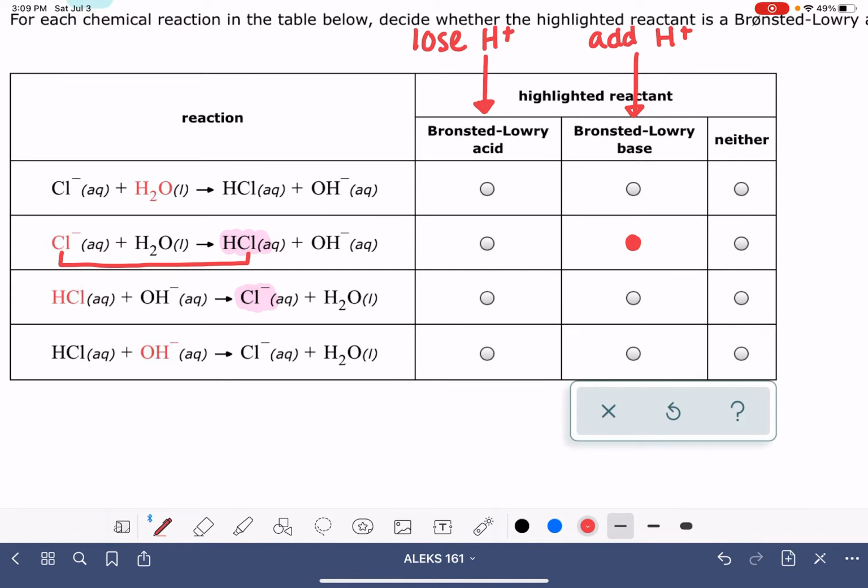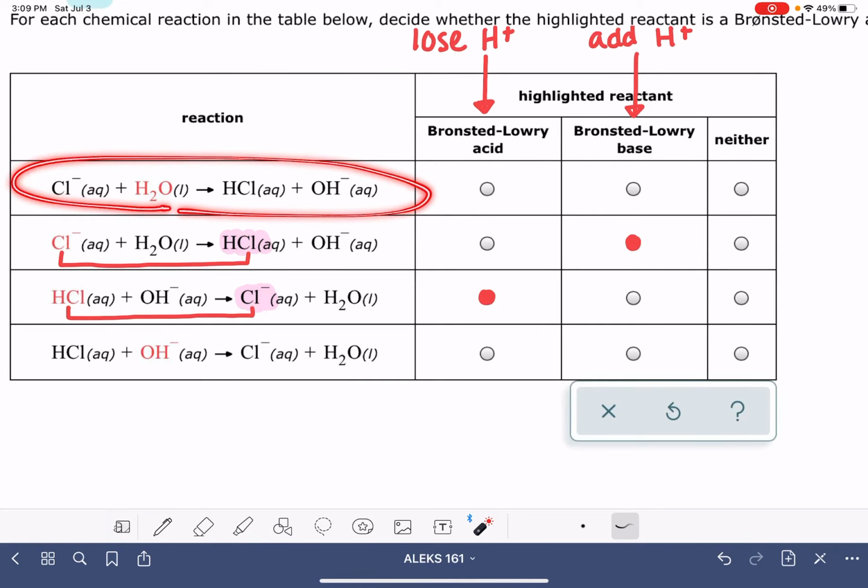Once we have made that decision, we know that we can pair up the HCl with the Cl minus, and then we can analyze how this transformation took place. What happened to HCl as it turned into Cl minus in the context of the Brønsted-Lowry acid definitions? HCl has lost an H plus, which makes it an acid right there. Okay, so let's move on down. Let's go back up to the harder one, the one up on the top.